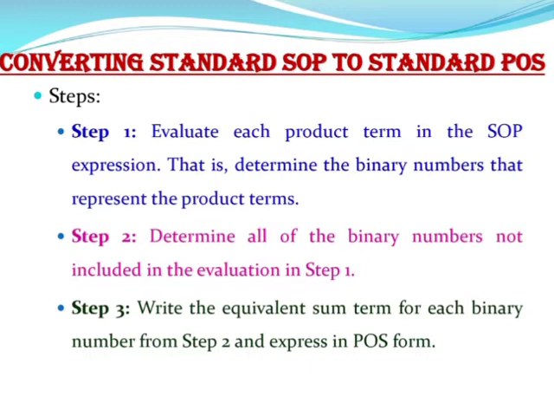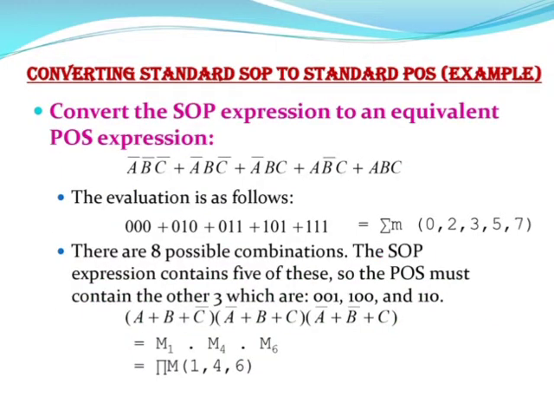So these are the 3 steps. Step 1, evaluate each product term in the SOP expression, that is, determine the binary numbers that represent the product terms. Step 2, determine all the binary numbers not included in the evaluation in step 1. Step 3, write the equivalent sum term for each binary number from step 2 and express in POS form. Let us do one example.